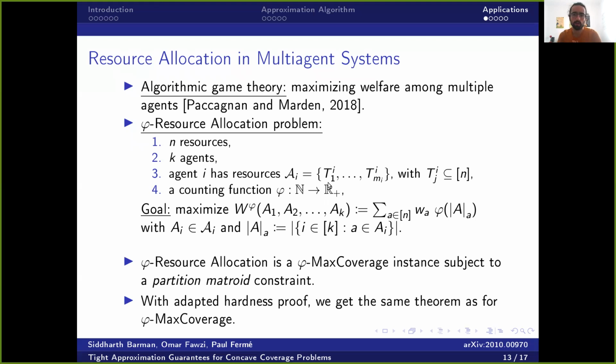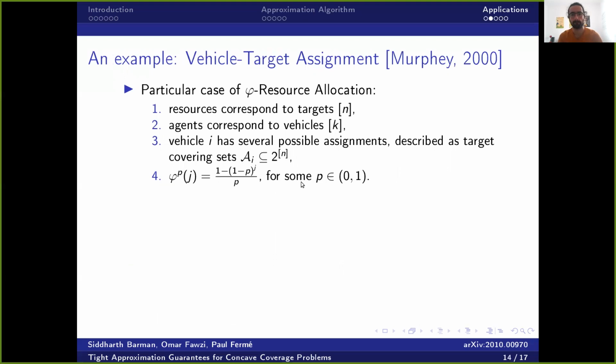And so, in fact, this can be shown to be some phi submodular maximization under a partition matroid constraint. And in fact, we have a stronger version of our theorem which works for matroid constraints. So this will be a particular case of this. And we can adapt the hardness proof. I haven't mentioned it. And we get the same theorem and the same tightness here for this setting. In particular, there is something which is well studied. It's the case of the vehicle target assignment problem.